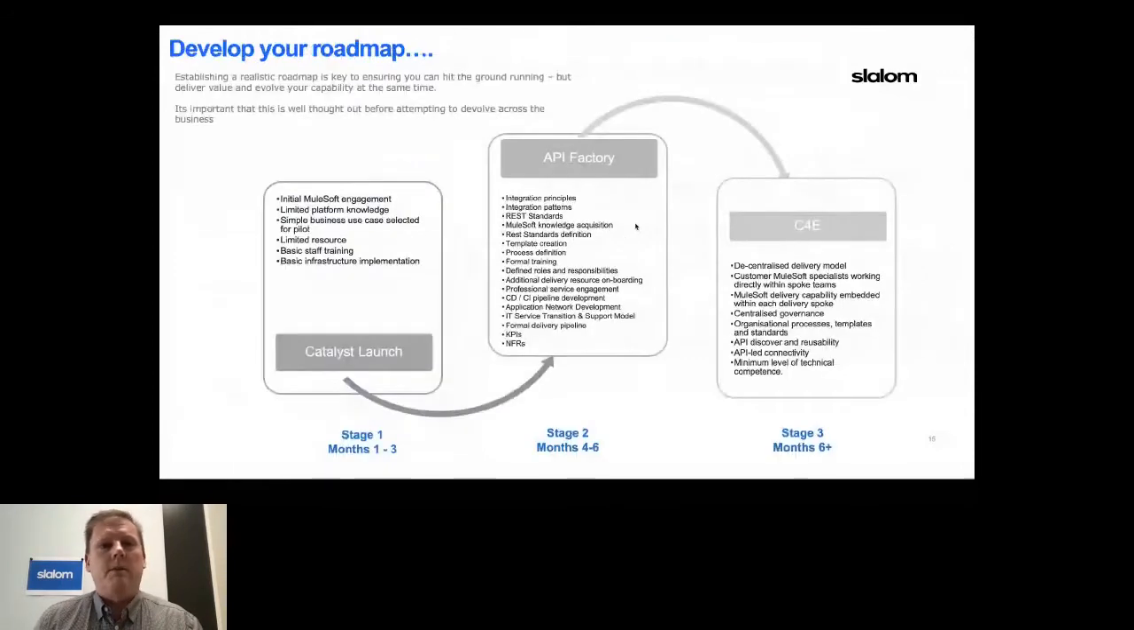So what could a typical roadmap look like in your C4E as you go from MVP to end state? It might look something like this. And initially, when you do your Catalyst launch, really what you're trying to do is get up and running, establish your initial MuleSoft engage project work. There'll be very limited platform knowledge around, and you're trying to develop that, and there'll be limited resources. You're getting up and running and just trying to get people invested in the platform and on their way.